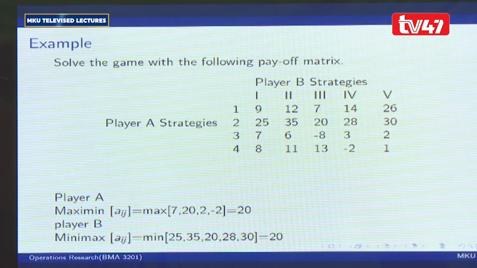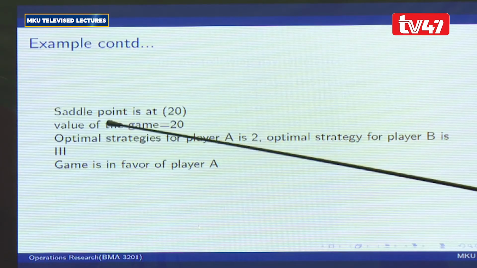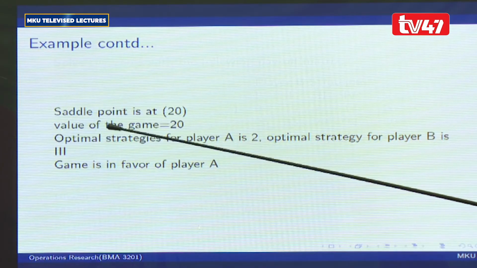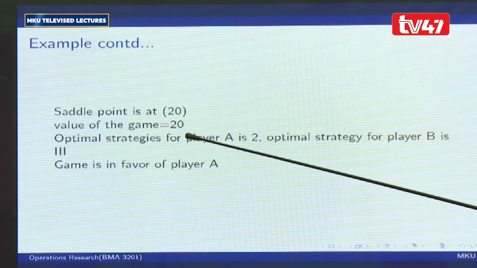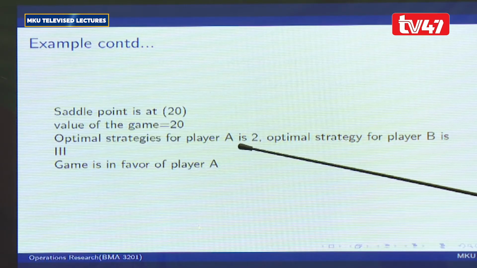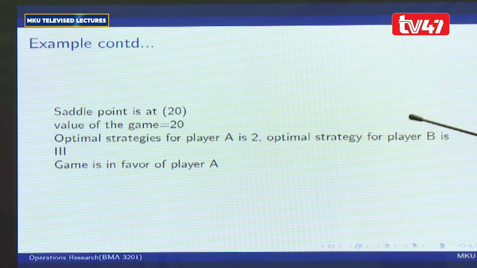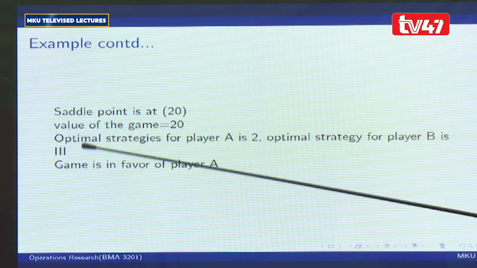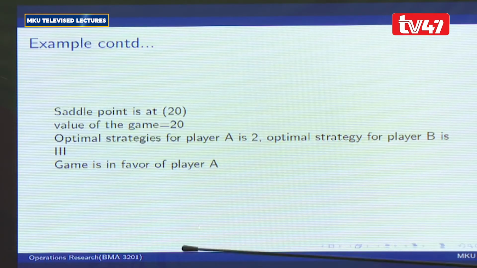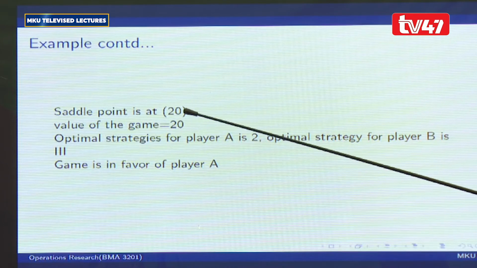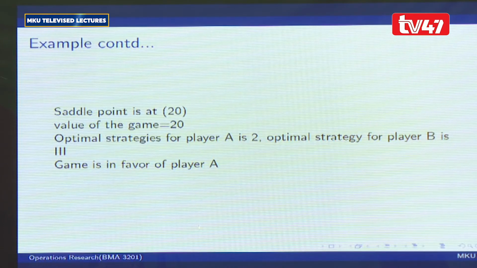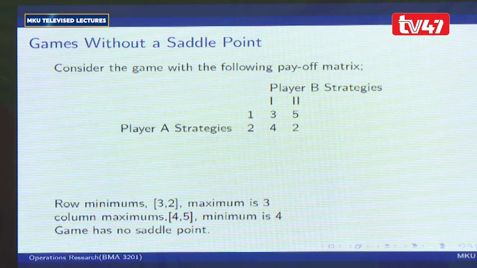So from there we can tell that if the game has a saddle point at that point, then the value of the game is 20. The optimal strategy for player A is 2, the second option, and the optimal strategy for player B is Roman 3. And the game is in favor of player A because the value of the game is positive 20, compared to the illustration where we had a negative, and we concluded that the game was in favor of the second player.